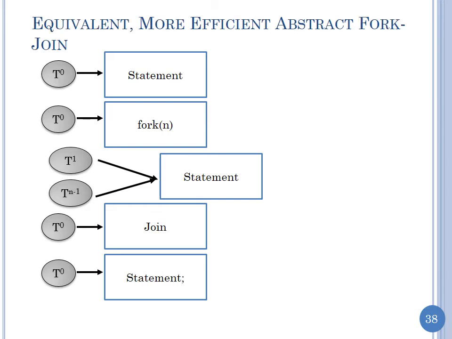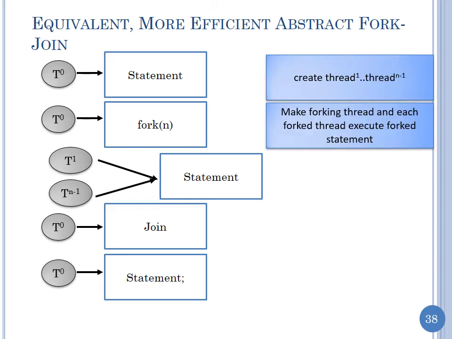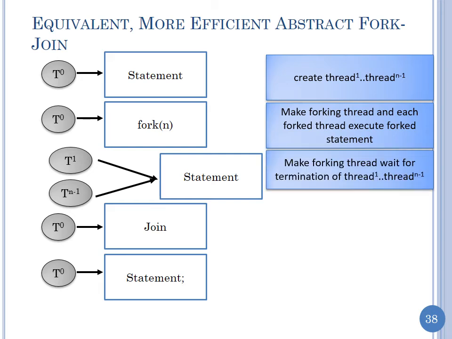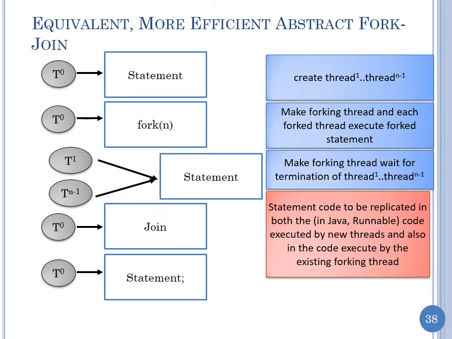So as Randy mentioned, and as those of you who've done 524 with me have seen when you did eager evaluation, what we'll do is not create n threads, we'll create n-1 threads and have the statement executed also by T0, and then T0 goes. So we create thread 1 to thread n-1, make the forking thread and each forked thread execute the fork statement, and make the forking thread wait for termination of thread 1 to thread n-1.